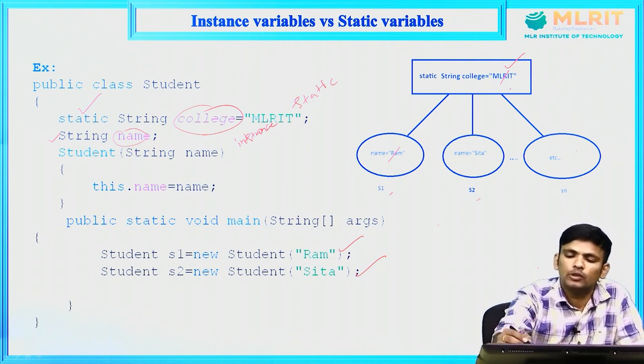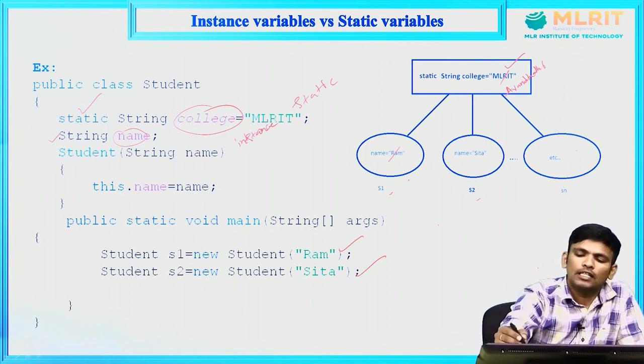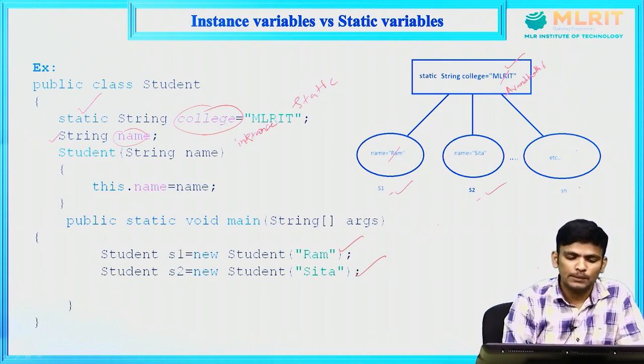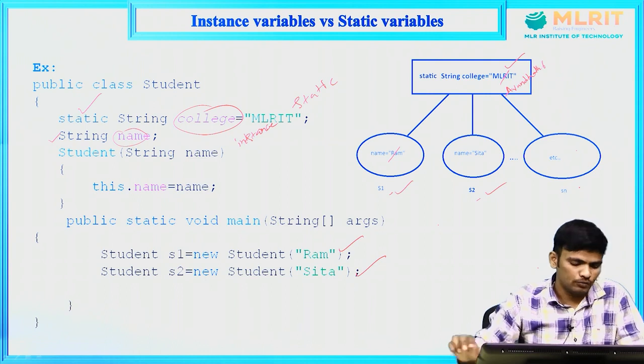Suppose assume here the college name is MLR. Suppose, for example, you change the name to Arundhati. Now, what will happen is this Arundhati will be reflected on S1, S2, S3 and all objects in that class. Okay. So, I will explain this point programmatically now.